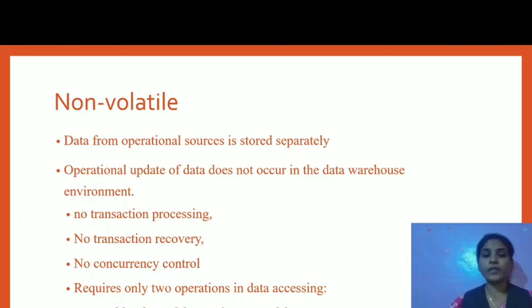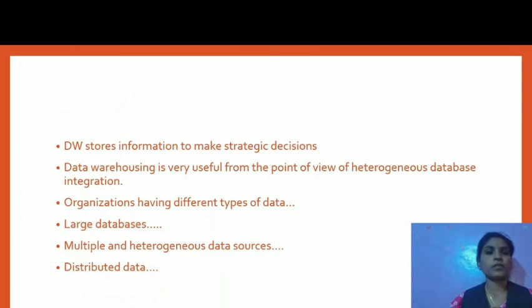So what it requires? It requires only two operations in data accessing: the initial loading of the data and access of the data. So once the data is collected from different sources, it is processed, data cleaning performed, transformed, and then it is loaded into the data warehouse. And after that, the managers access that data for taking some decisions. So this is the definition of data warehouse. So data warehouse stores the information to make strategic decisions.